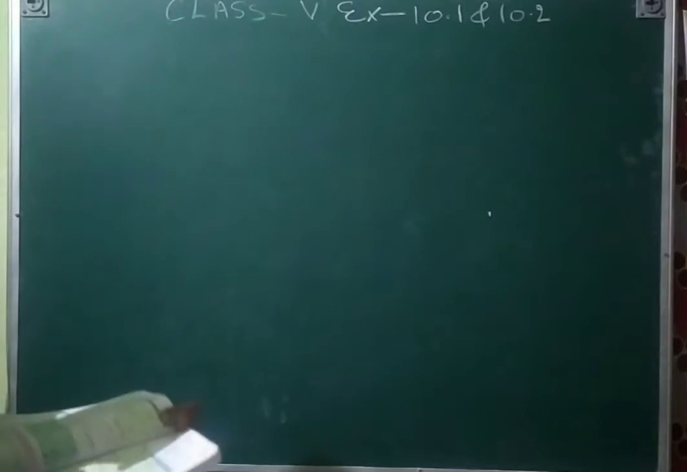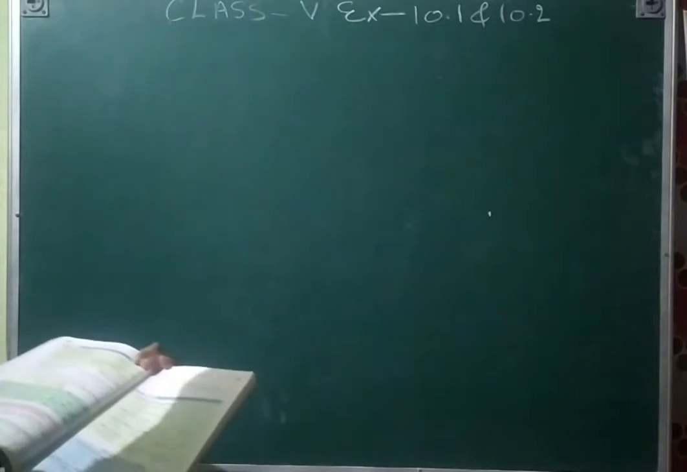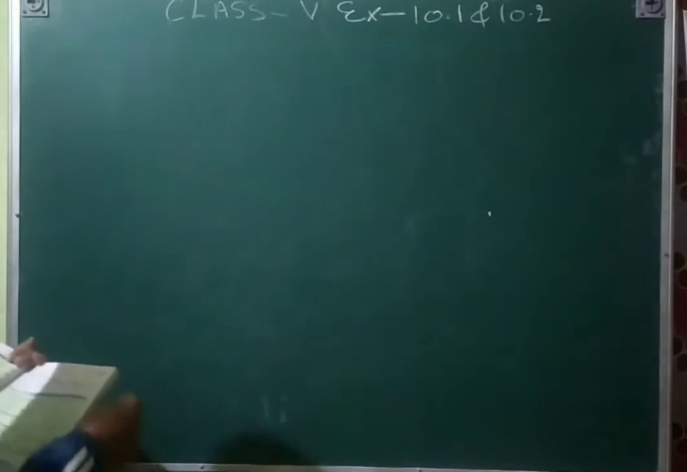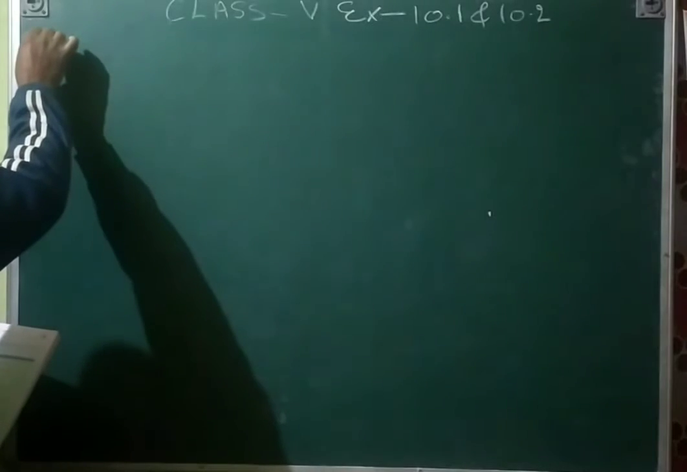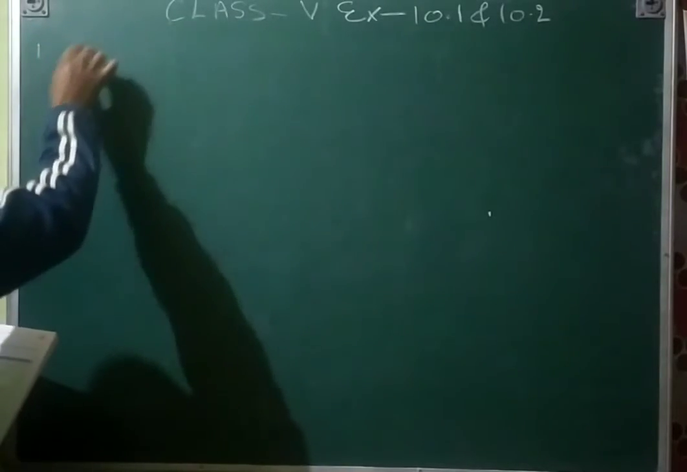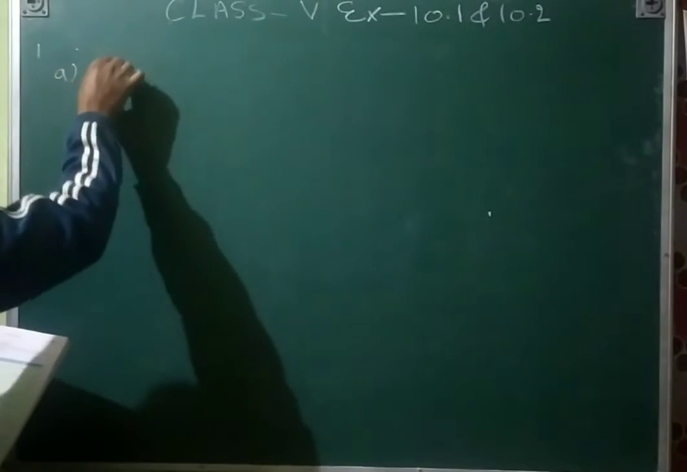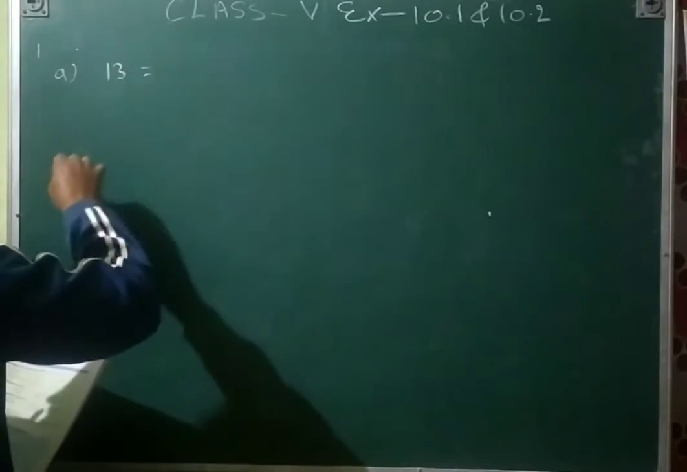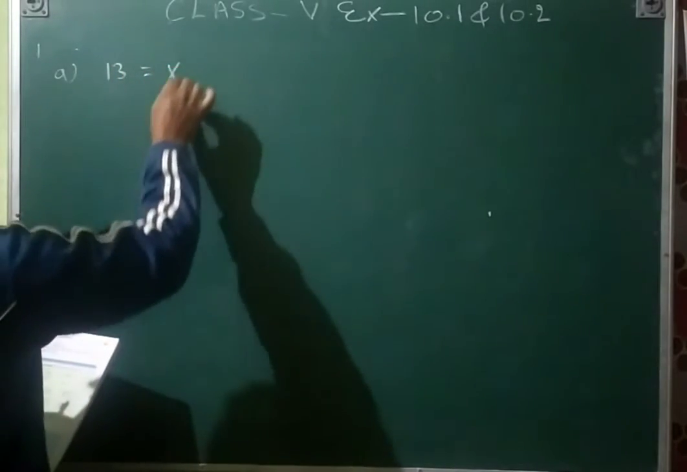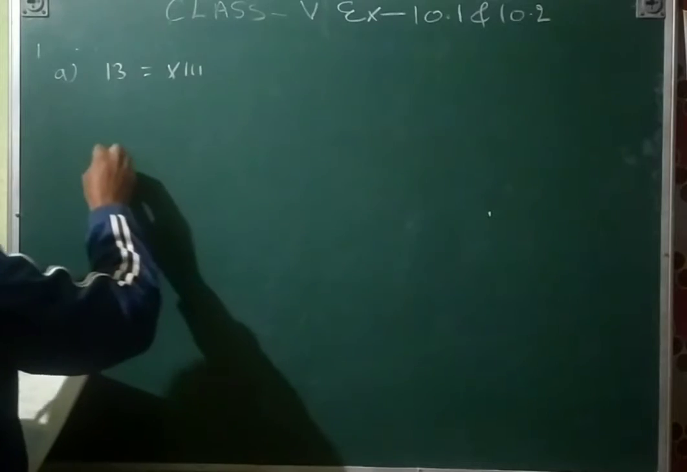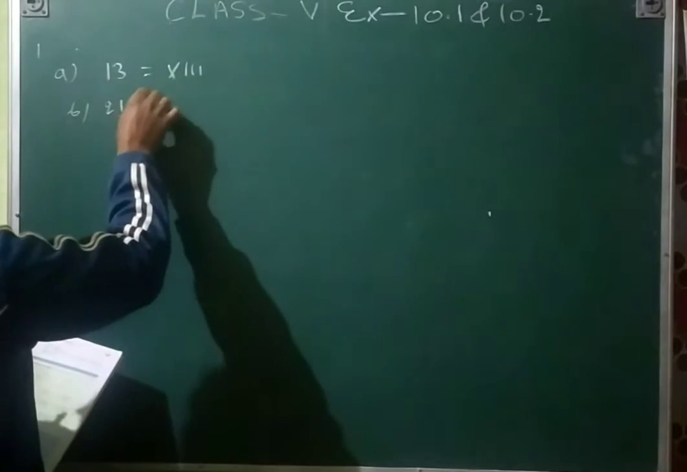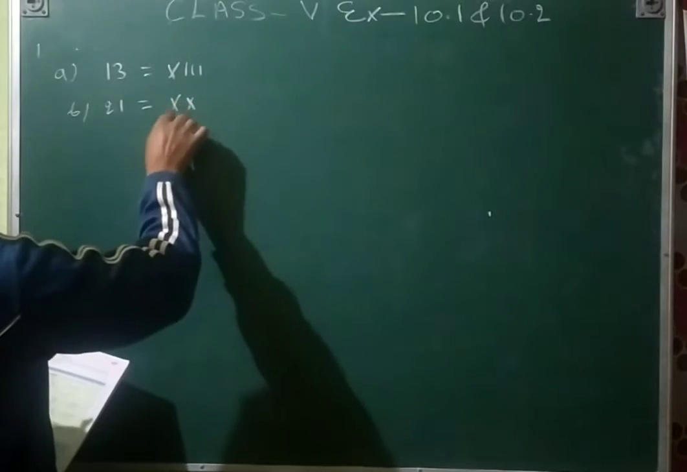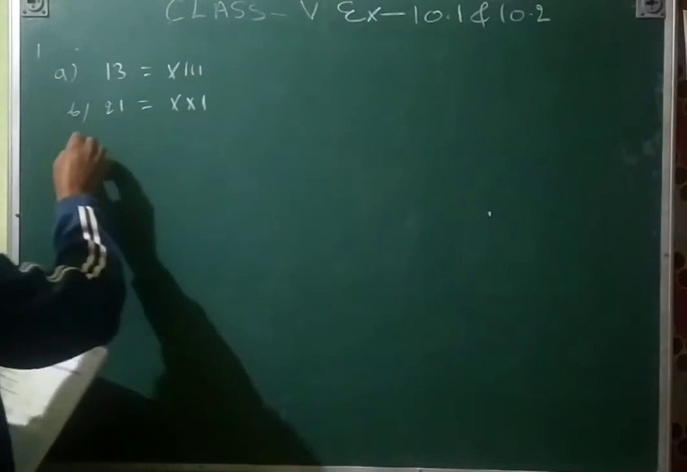Chapter 10, Roman numbers. Roman numbers means you write numbers in Roman numerals. In part A, the number is 13. How will you write 13? First of all you write 10 and then 3, that is 13. B is 21. First you write 10, 10, that is 20, and then 1, that is 21.